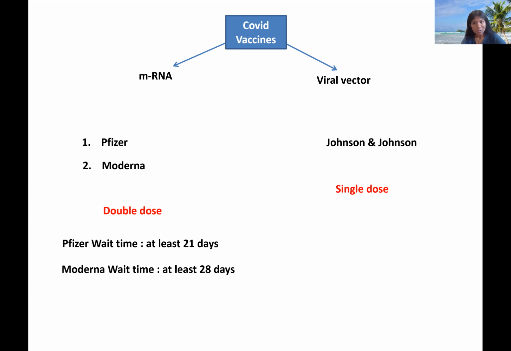The only viral vector vaccine which is now authorized in the United States is Johnson and Johnson. This is a single shot vaccine, which means you do not have to wait for a second shot. You are done at once. This is good for people who do not want to wait a long time to get both doses; they will just get one dose and that's it. But the mRNA vaccines' efficacy is far better than Johnson and Johnson as of now, so maybe you will prefer to choose Pfizer or Moderna.